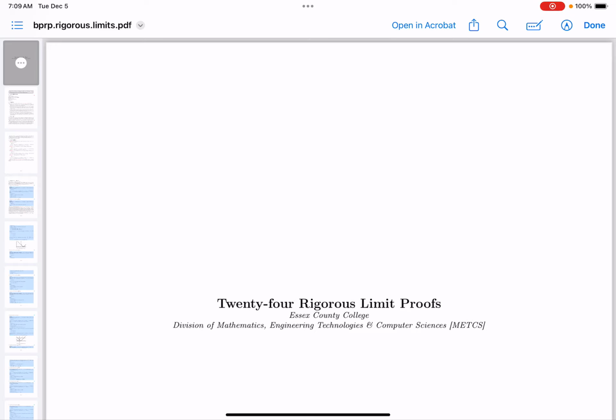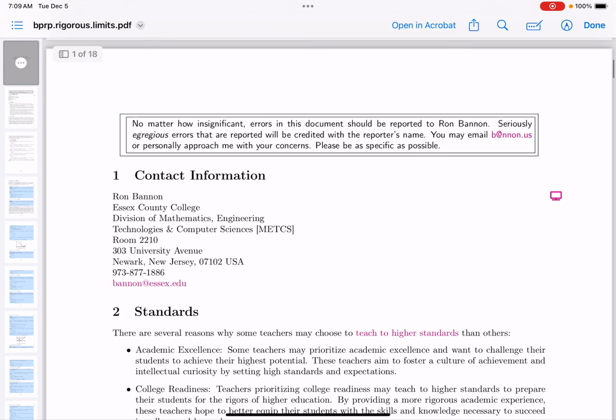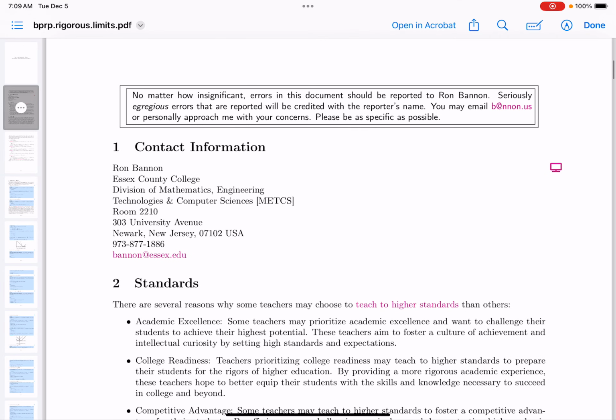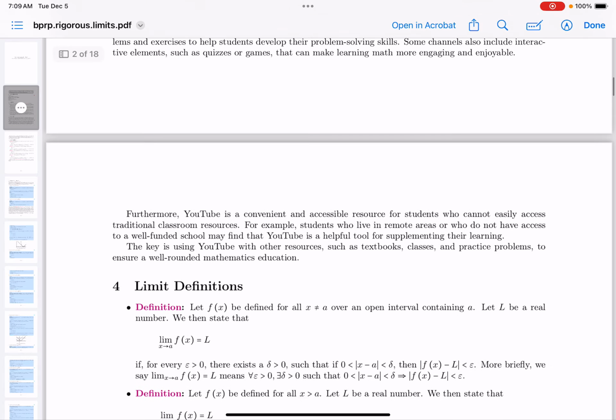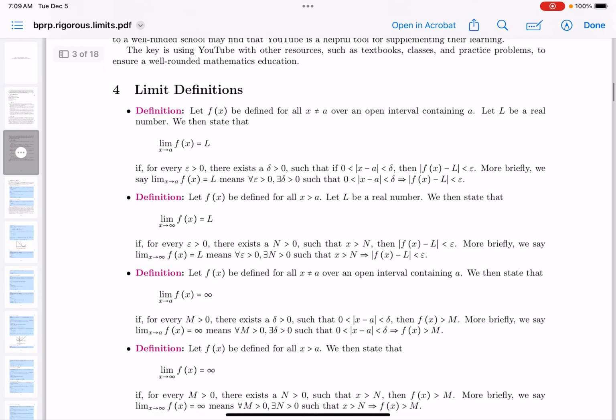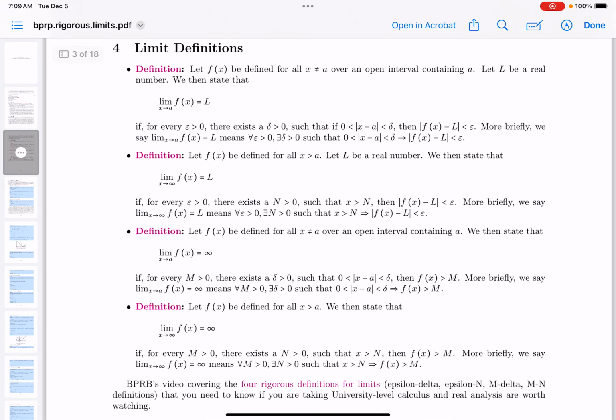Okay, this is the document 24 Rigorous Limit Proofs. It's based on a document and a YouTube series by Black Pen, Red Pen. And I'm just going over what he does for our students at Essex County College or any other students that want to use it. So I kind of write down some definitions for you.